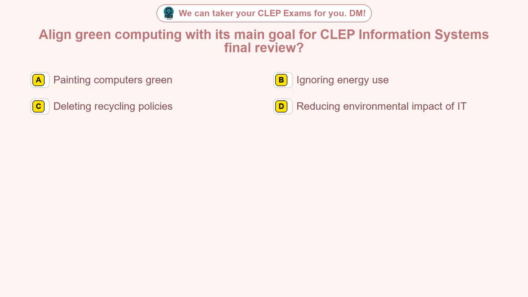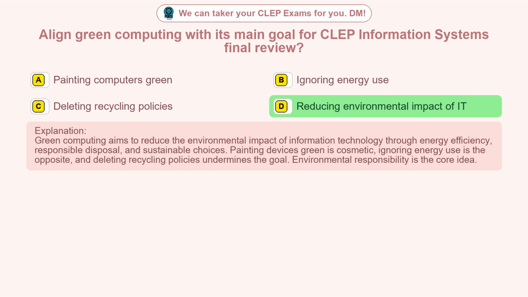Question 95. Align green computing with its main goal for CLEP Information Systems final review. Option A. Painting computers green. Option B. Ignoring energy use. Option C. Deleting recycling policies. Option D. Reducing environmental impact of IT. The correct answer is option D. Reducing environmental impact of IT.